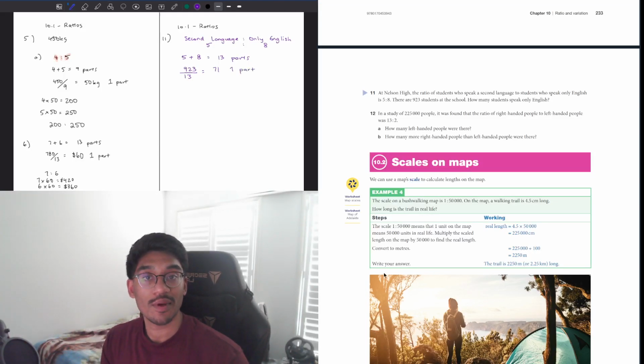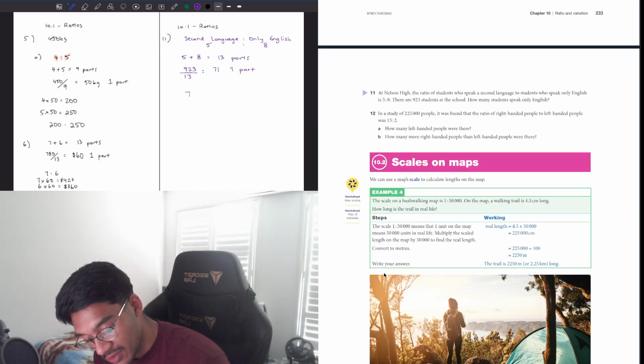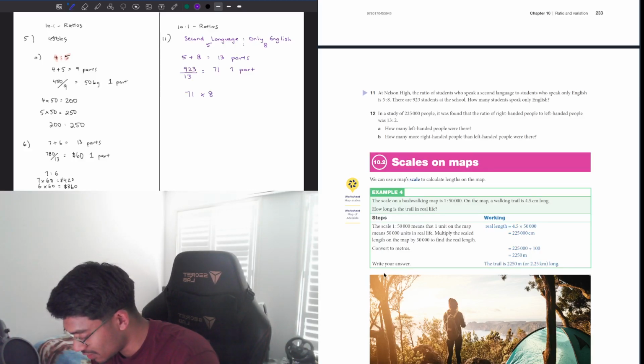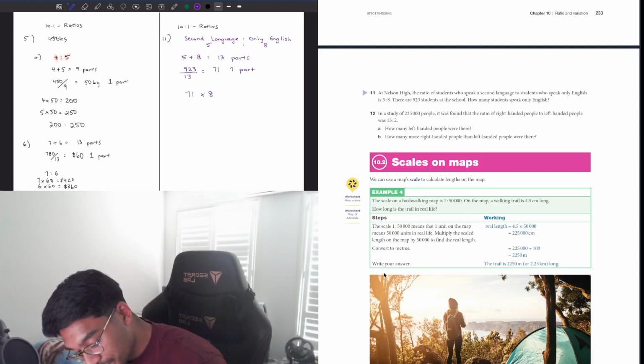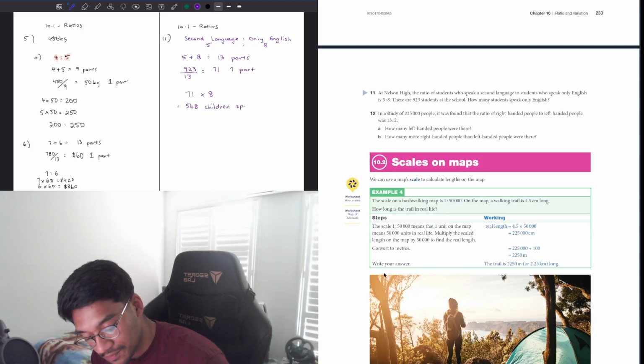Since we only want the number of students who only speak English, we see there are 8 parts. So I do the value of one part, which is 71 times 8. That can't be right. 71 times 8. So I get 568. And what that tells me is 568 children only speak English.